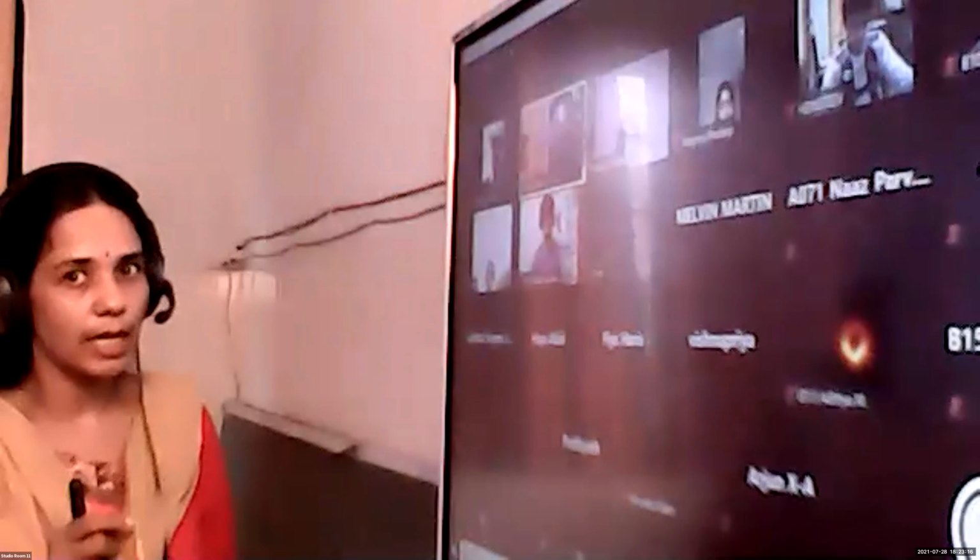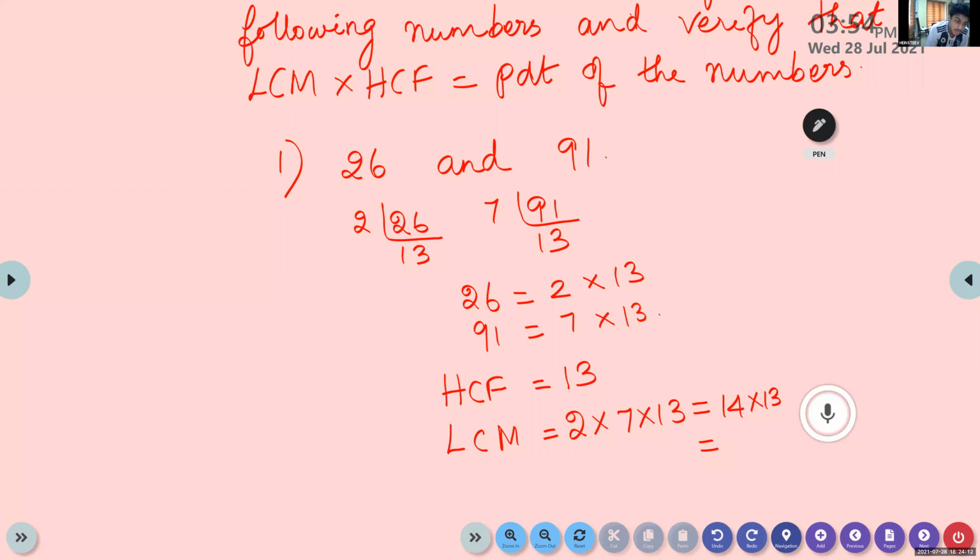Okay, find out this 14 into 13. What is 14 into 13? Find out 14 into 13. The HCF is 13. And what about the rest? Yes, 282? Okay. 14 into 13, is it 282, Prajot, or 182?